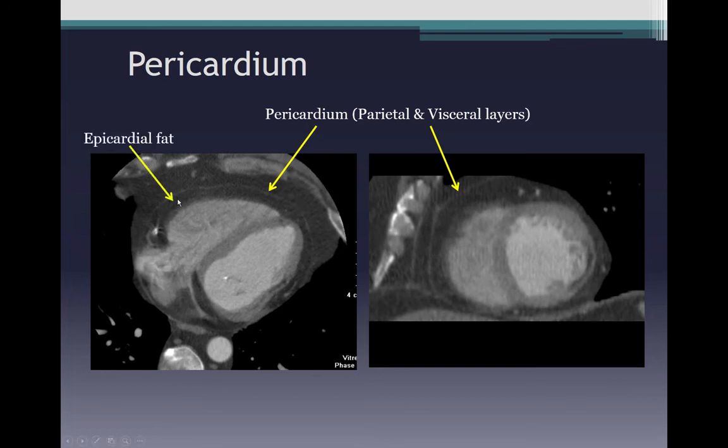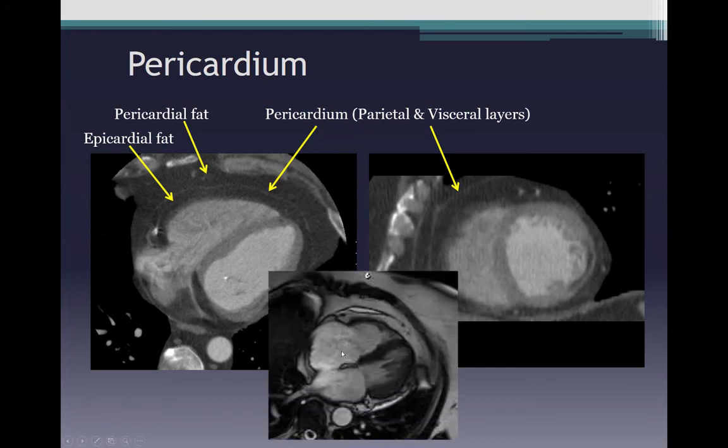Now, the layer of fat that is between the pericardial layers and the myocardium is called the epicardial layer of fat, and the layer of fat that is outside the pericardium is called the pericardial fat. In this image, which is an MRI image, we can see there is a small amount of fluid in the pericardial space, which has separated the visceral and the parietal layers from each other. And this shows that the two layers of the pericardium are normally opposed to each other, with a potential space between the two.